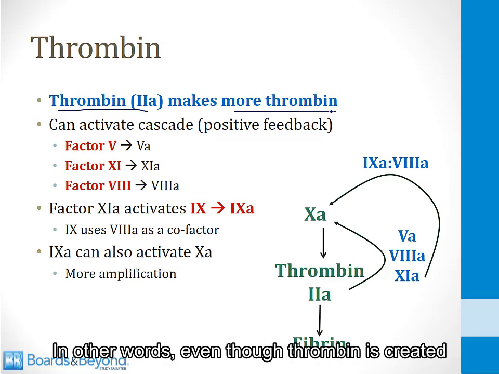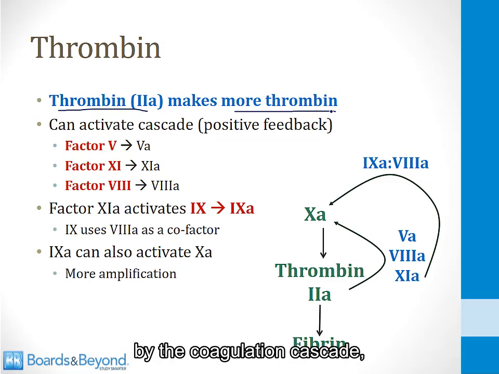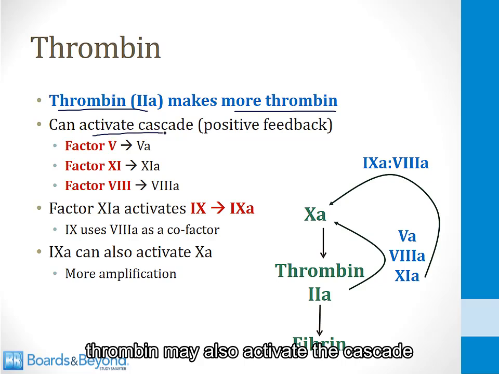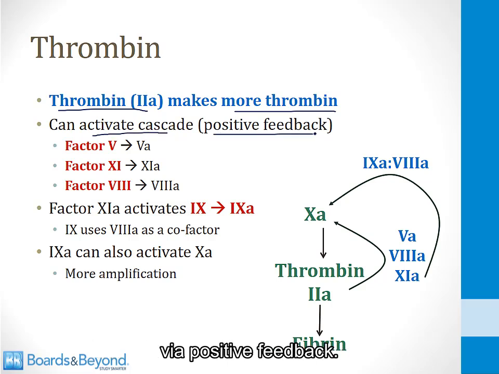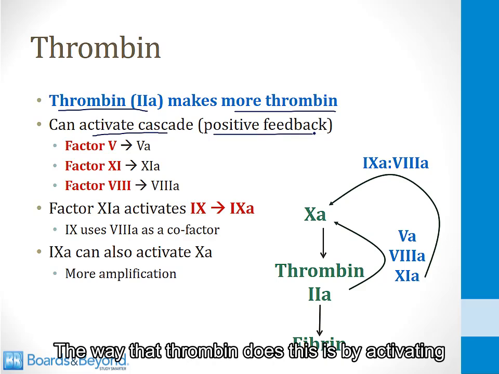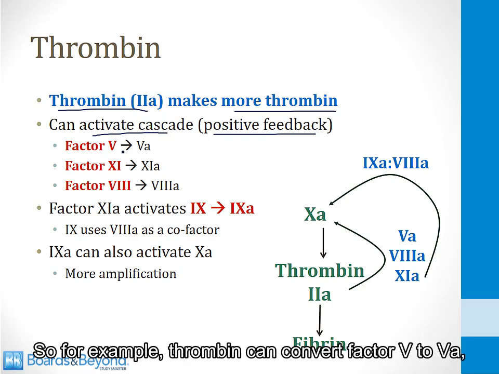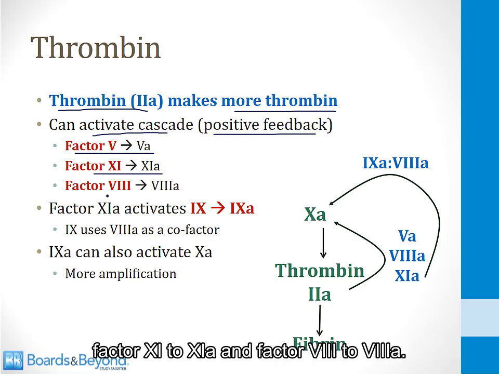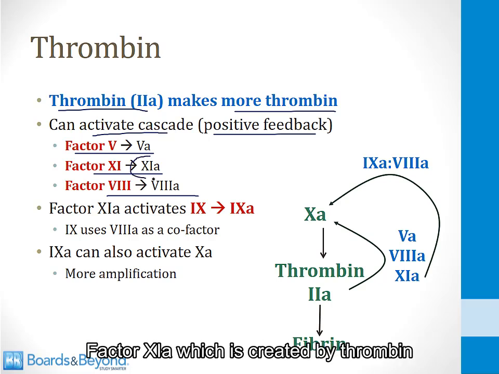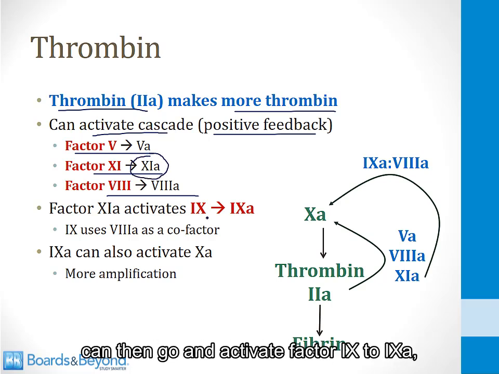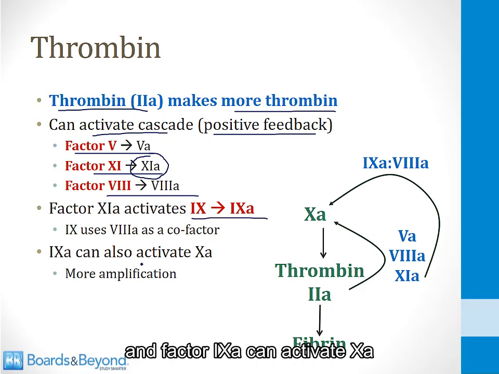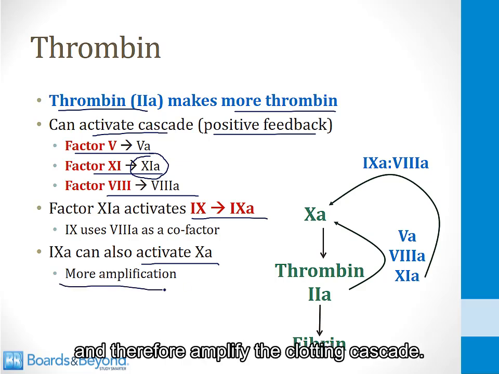In other words, even though thrombin is created by the coagulation cascade, thrombin may also activate the cascade via positive feedback. The way that thrombin does this is by activating a number of other clotting factors which amplify the clotting cascade. So for example, thrombin can convert factor 5 to 5A, factor 11 to 11A, and factor 8 to 8A. Factor 11A, which is created by thrombin, can then go and activate factor 9 to 9A, and factor 9A can activate 10A and therefore amplify the clotting cascade.